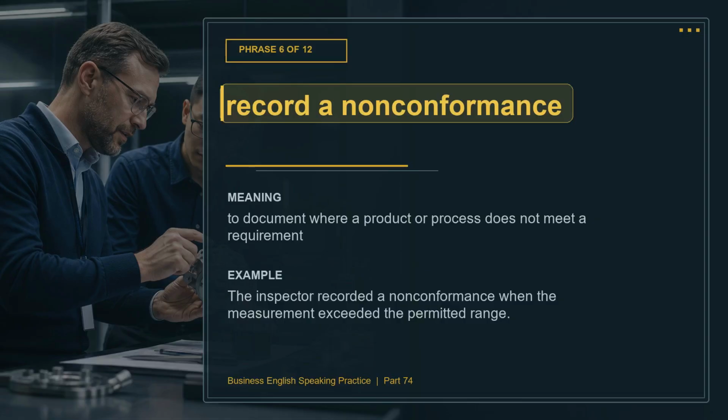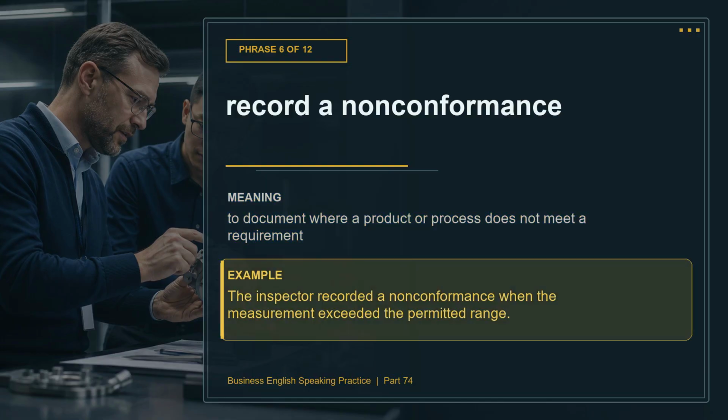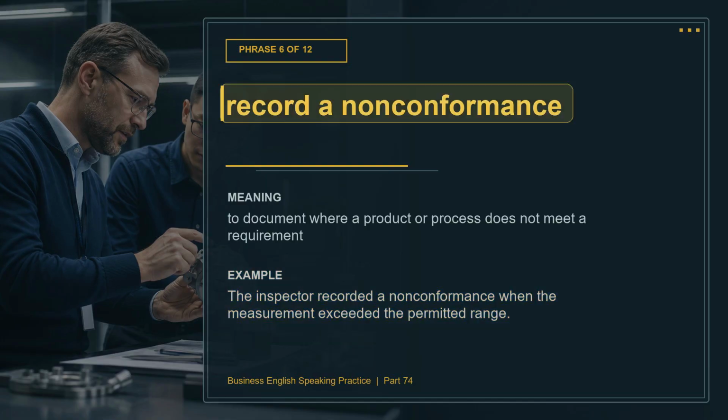Phrase 6. Record a nonconformance. Record a nonconformance. Meaning, to document where a product or process does not meet a requirement. Example: the inspector recorded a nonconformance when the measurement exceeded the permitted range. A nonconformance record describes the requirement, evidence, and affected material. It supports control and investigation. Use this phrase when a quality problem must be formally documented. Now repeat, record a nonconformance.